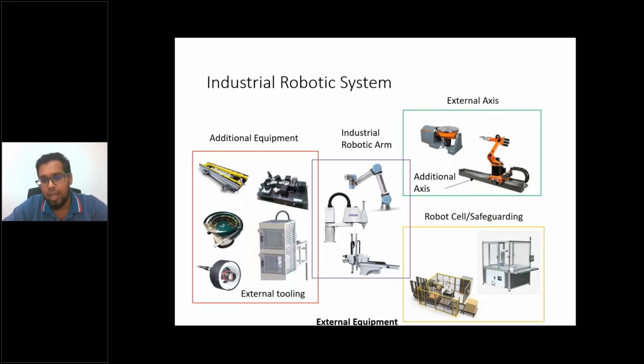And finally, we have a robotic cell, or we call it safeguarding, maybe a cage to safeguard your application. But this all depends on your application. My collaborative robot might not need this caging, but an industrial robot, of course, needs a special area where you have to separate the process from human intervention.